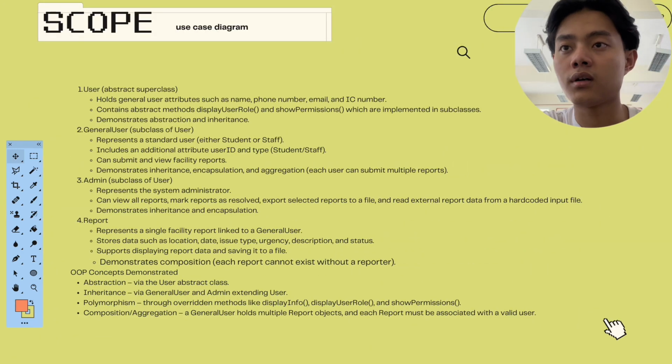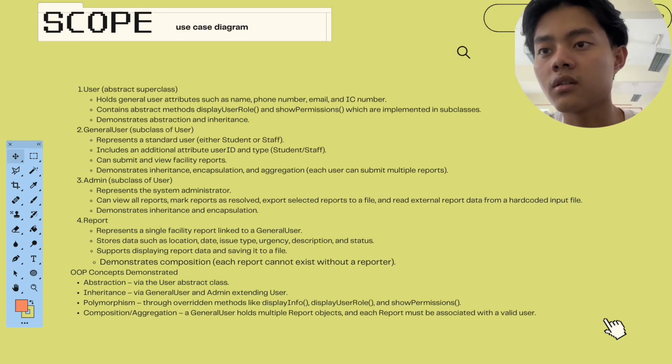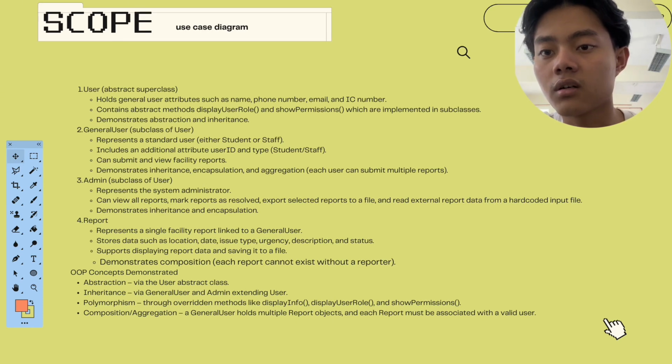And then for the scope of our use case diagram, we have user. User is the parent of all the subclasses in this program, which are general user and admin. It holds attributes such as name, phone number, and other things. And then general user inherits all of that from user and allows student or staff to submit reports. Admin, they can basically manage all reports. And then we have report. It's basically the real object of this program. It holds every data and every report submitted.